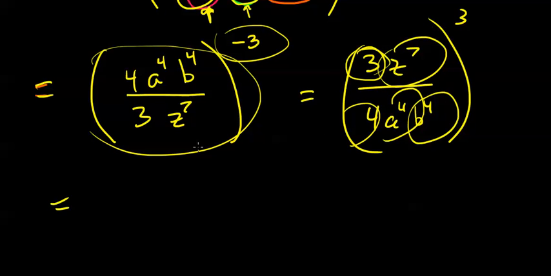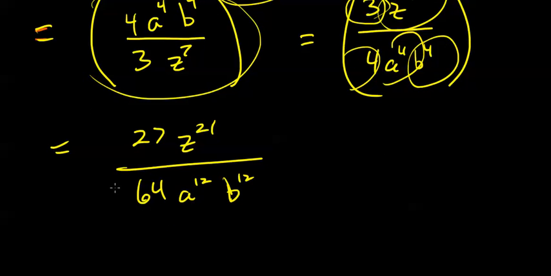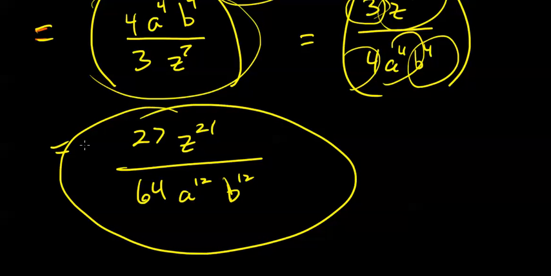Alright, so 3 cubed is going to be 27 in the numerator. Z to the 7th cubed is going to be z to the 21st power in the numerator. 4 cubed, 4 times 4 times 4, that's 64 in the denominator. A to the 4th cubed is a to the 12th power, and b to the 4th cubed is b to the 12th power. I'm done. I have simplified and expressed that rather nasty looking expression with positive exponents only.